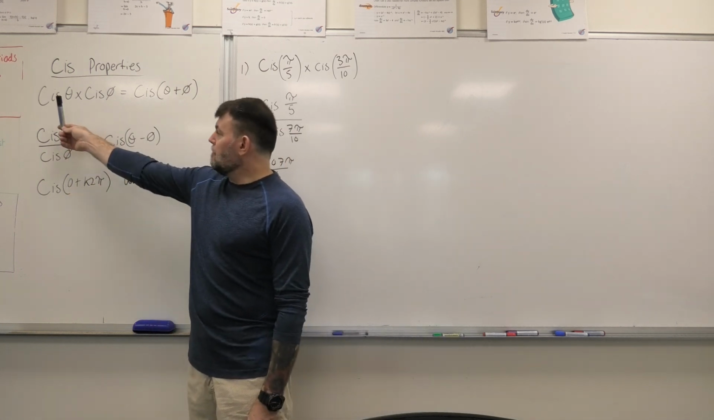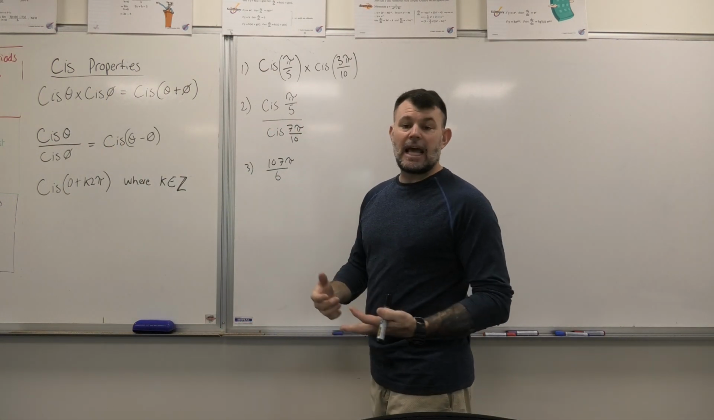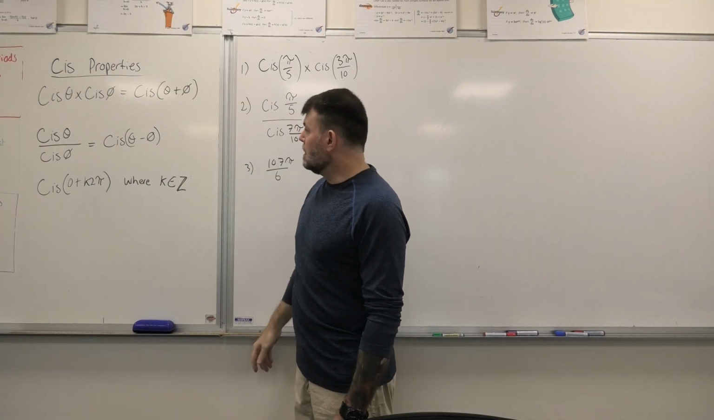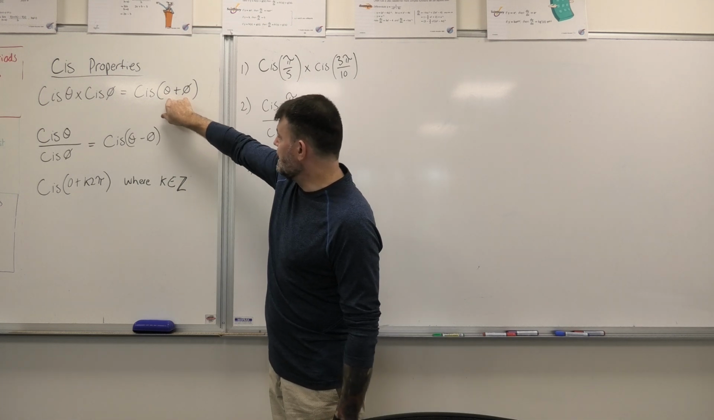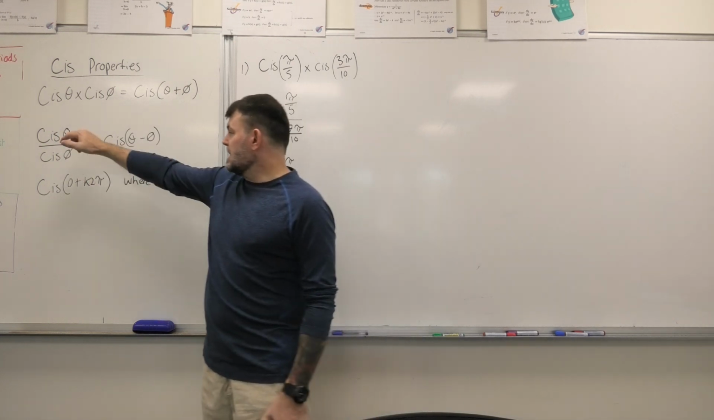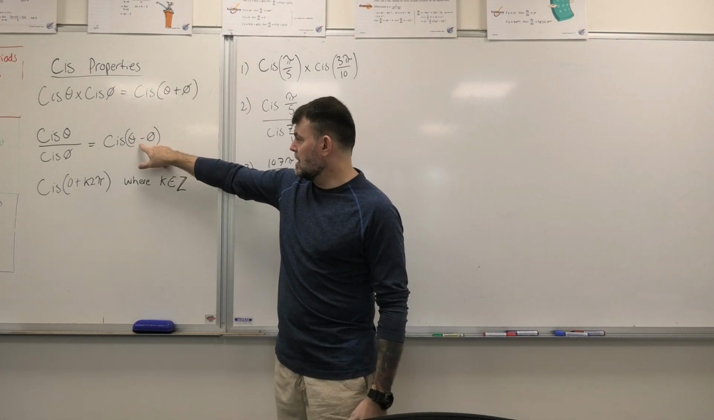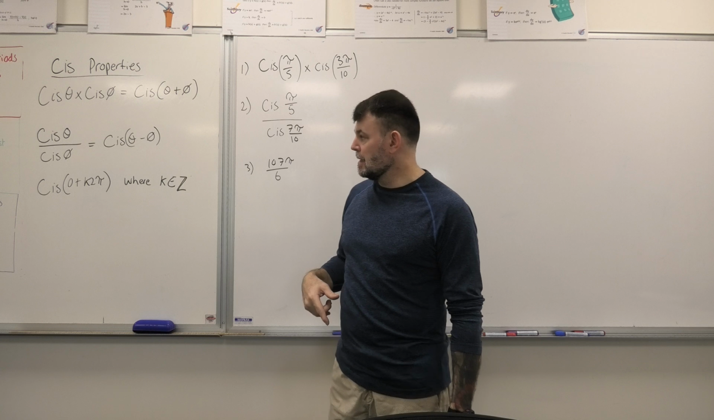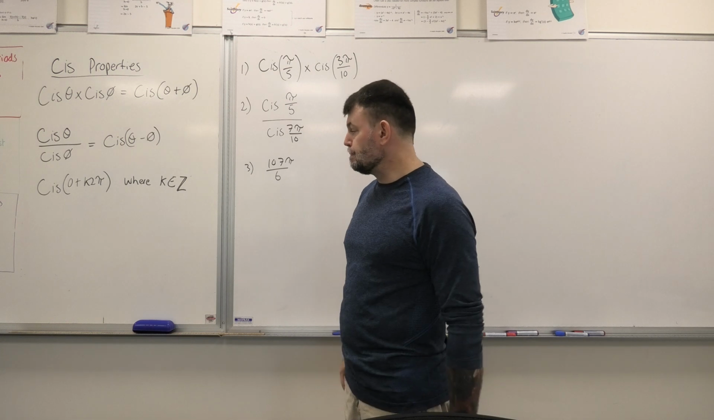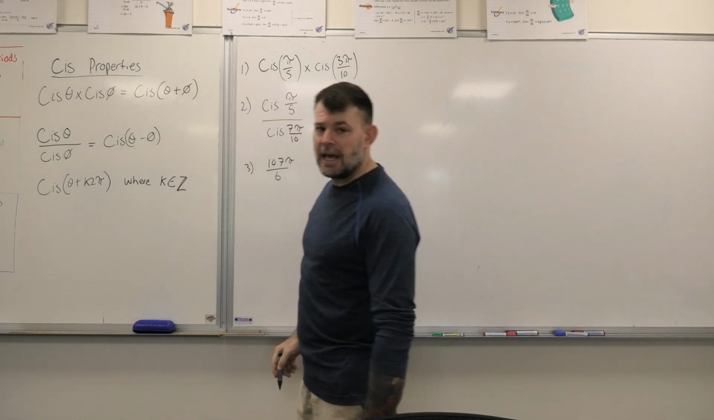The first one is if we have CIS theta times CIS phi, it's the same as doing CIS and adding your two arguments. So in this case, it's CIS theta plus phi. The second rule is CIS theta divided by CIS phi is the same as just subtracting theta and phi from each other. Very similar to the log rules that you've learnt before. The last one is a little bit out there. I'll explain how it works.